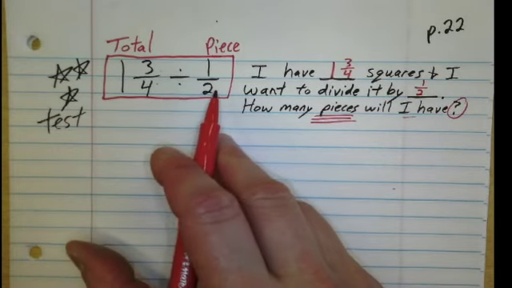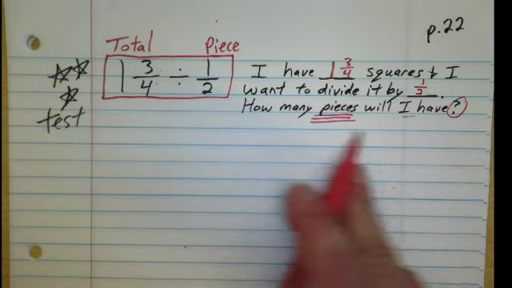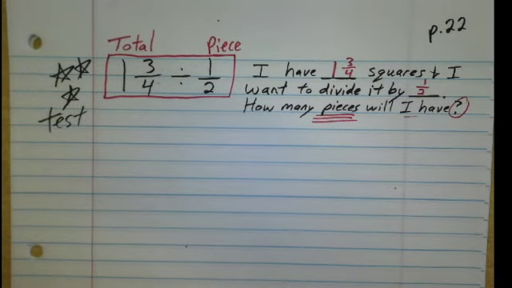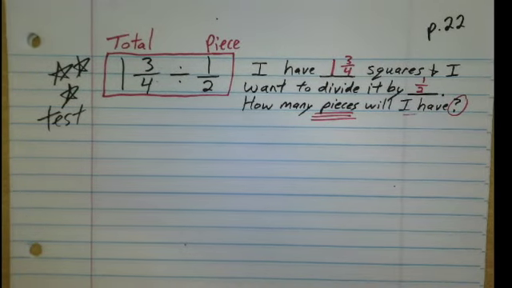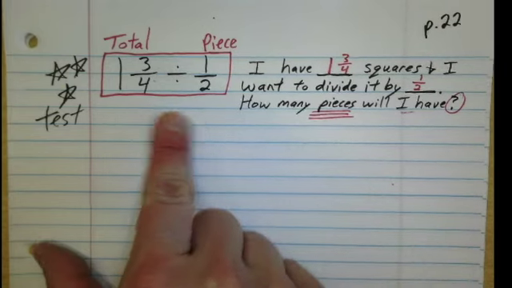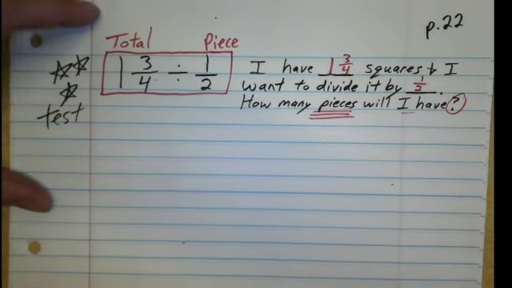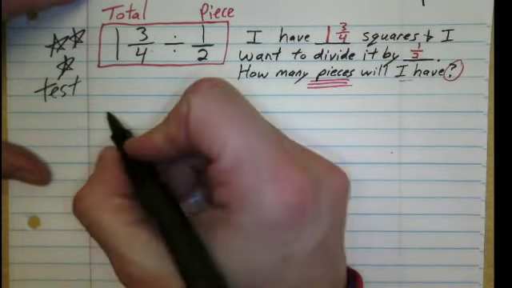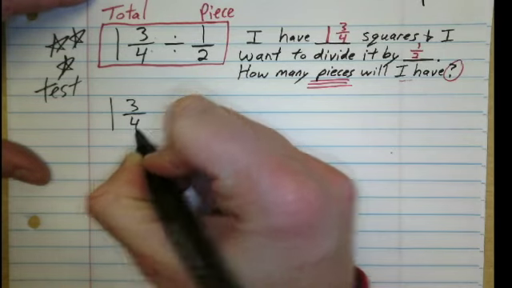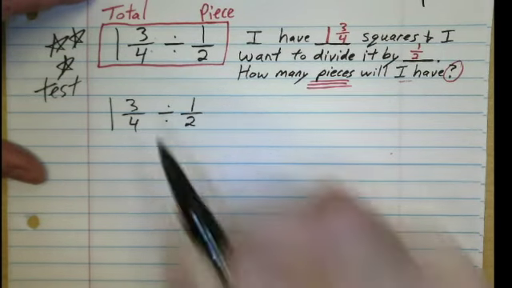I'm going to give you a number statement. I'm going to make you create a story problem. Could you use this one? Absolutely. So in order to solve how many pieces I have, I actually have to do this division problem. So I've got 1 3/4 divided by 1/2. How do I solve this?